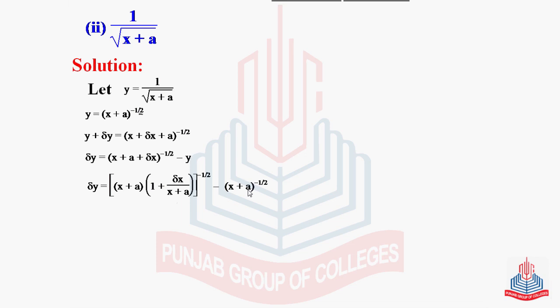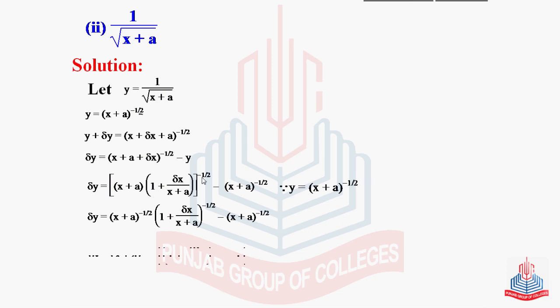Just replacing 2 by a and power 1 by 2 by minus 1 by 2, we will get the result of this part 2, which we already simplified in part 1. So delta y is equal to x plus a raised to the power minus 1 by 2 as a common factor from these two terms, 1 plus delta x over x plus a raised to the power minus 1 by 2, minus 1. Now apply the binomial series here.